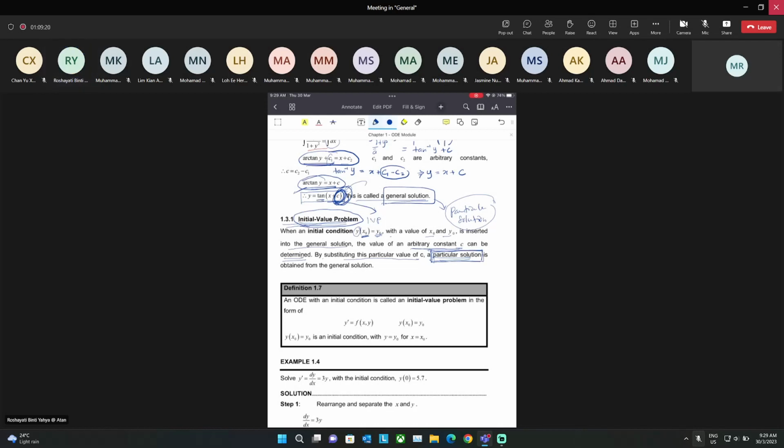Based on definition 1.7, an ODE with an initial condition is called an initial value problem, in the form y prime equal to a function f of x and y, with the initial value given as y of x naught equal to y naught. This is called the initial condition, with y equal to y naught when x equal to x naught.